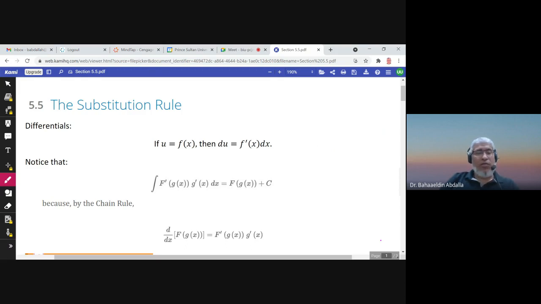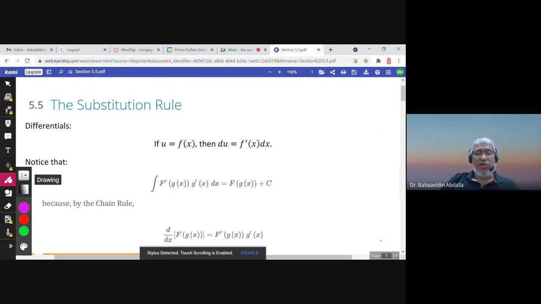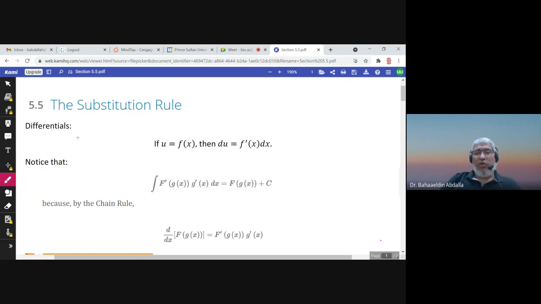We are in section 5.5, and section 5.5 is about the substitution rule. It's a new method to find the integral of a function. Let us first start with the definition of differentials, what we mean by differentials.